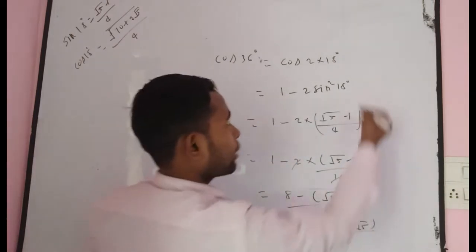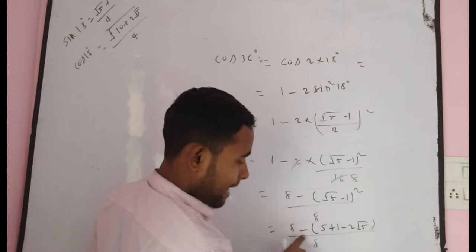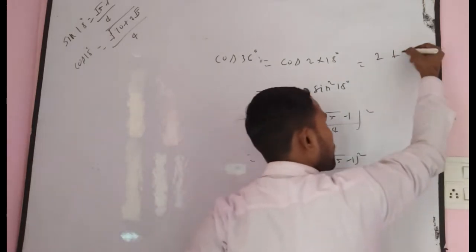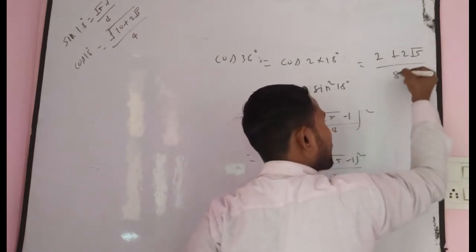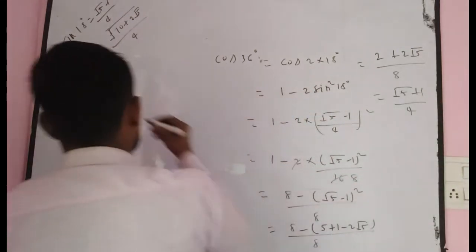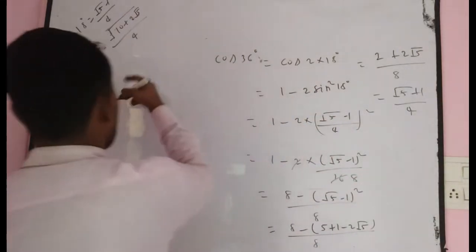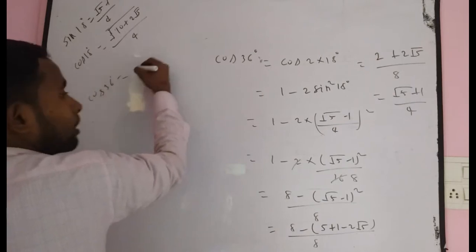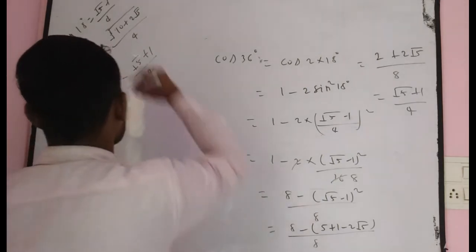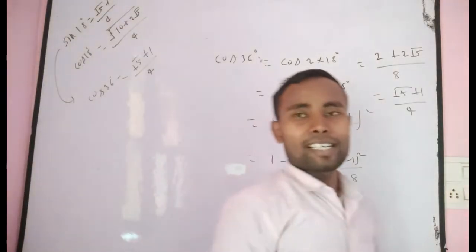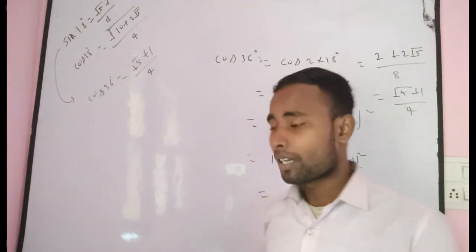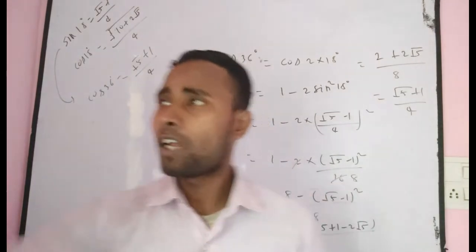If you simplify again, you get what? 8 minus 6 will be 2, and minus 1 is plus 2 root 5, divided by 8. After dividing, you finally get root 5 plus 1 divided by 4. Oh, a very funny expression for the value of cos 36 degree. Just the sign differs: sin 18 degree is equal to root 5 minus 1 divided by 4 and cos 36 degree is root 5 plus 1 by 4.